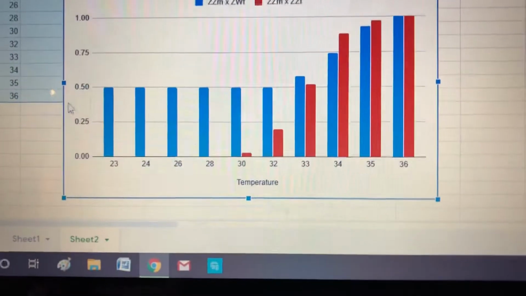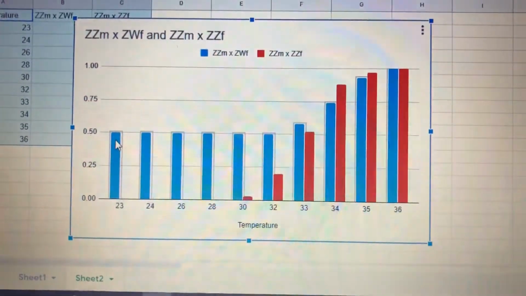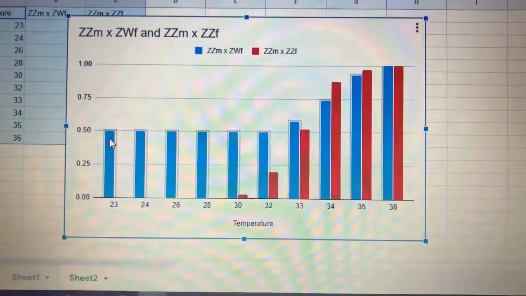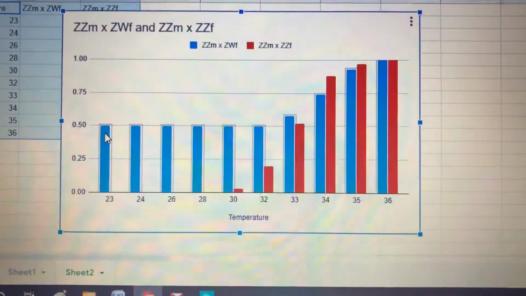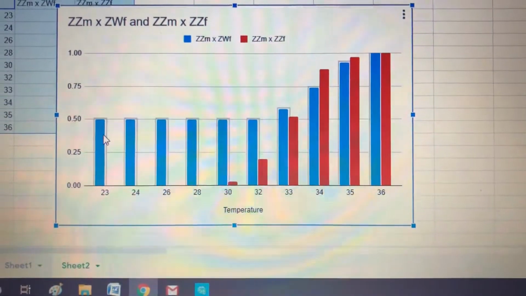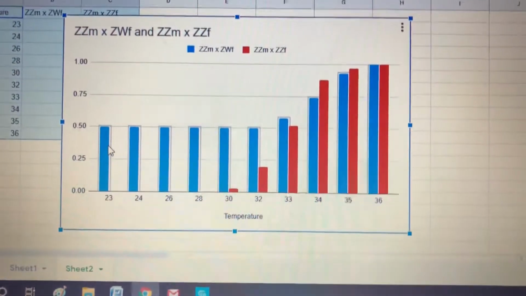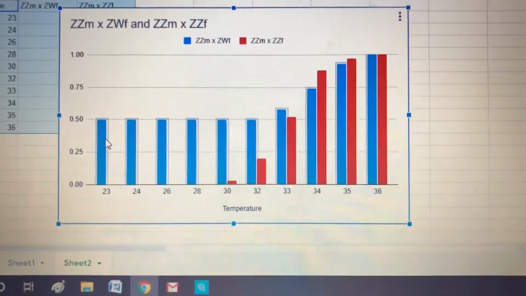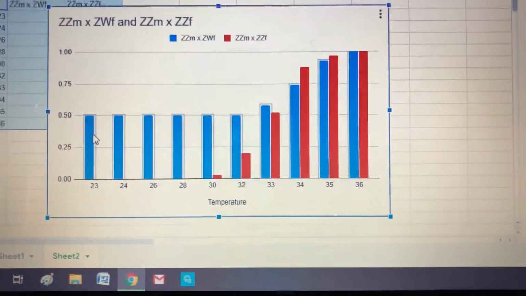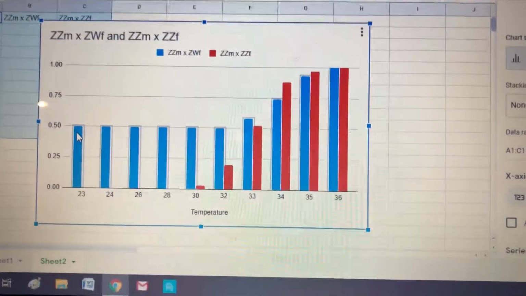So remember what we're looking at here is bars that represent the amount of females that fell within plus or minus 2 standard deviations of the average. So when we see 0.5, that means that half of the females at 23 degrees fell within plus or minus 2 standard deviations from the average. But we're also supposed to put error bars in there so we can see how good this data is.